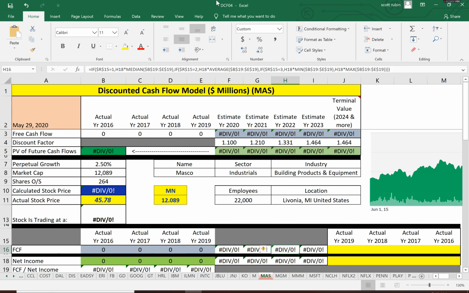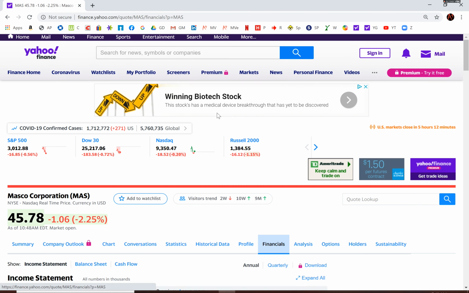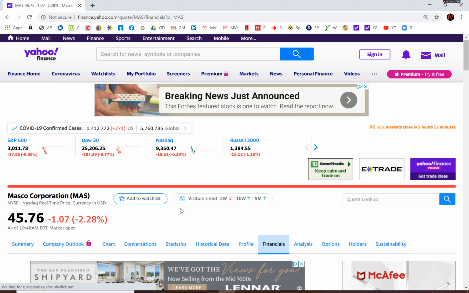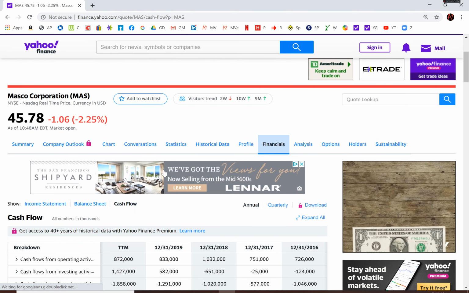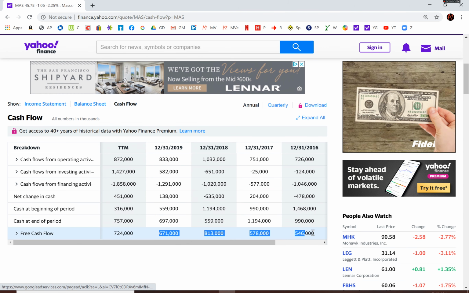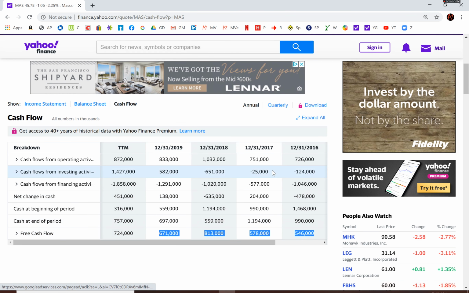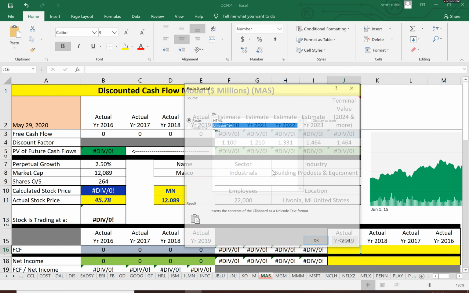Next, we need the free cash flow. And we could just go to the financial section, go to cash flow. And the best way to calculate a stock price for a company is to estimate future free cash flow and discount those numbers back to today's values. And that's what we're doing in today's video.